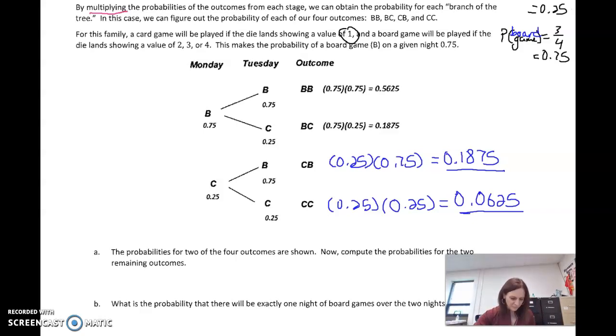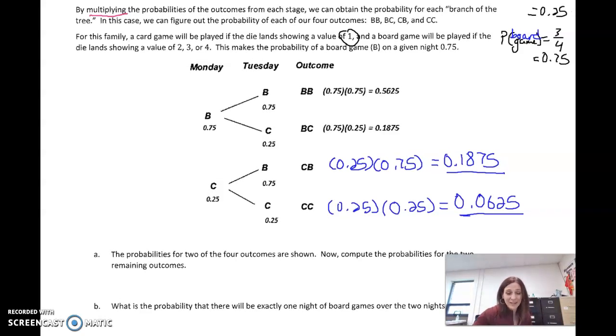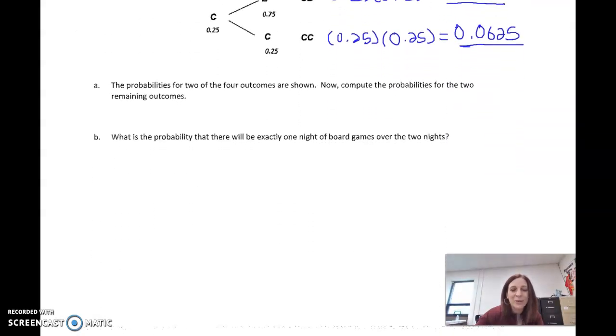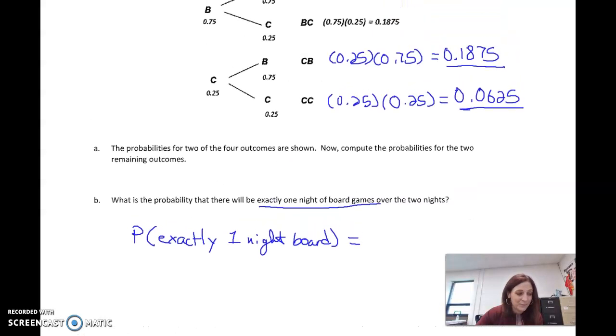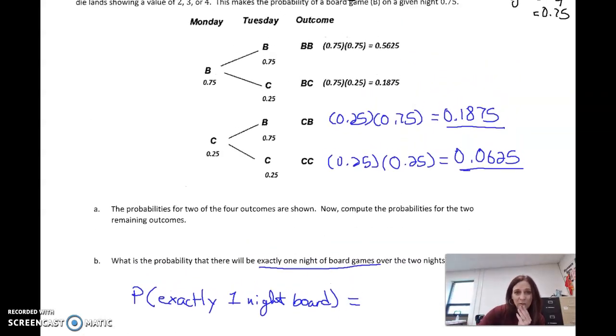All right. So now it says, what is the probability that there will be exactly one night of board games over the 2 nights? Probability of exactly one night of board games. Well, let's see how many times that happens. Right here and right here.